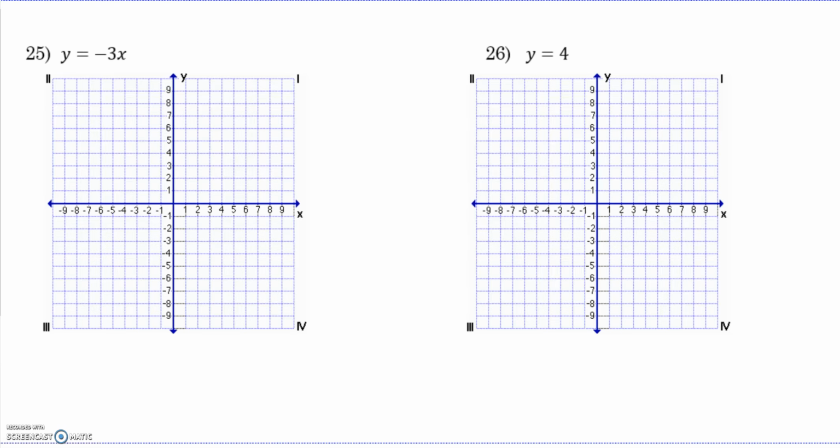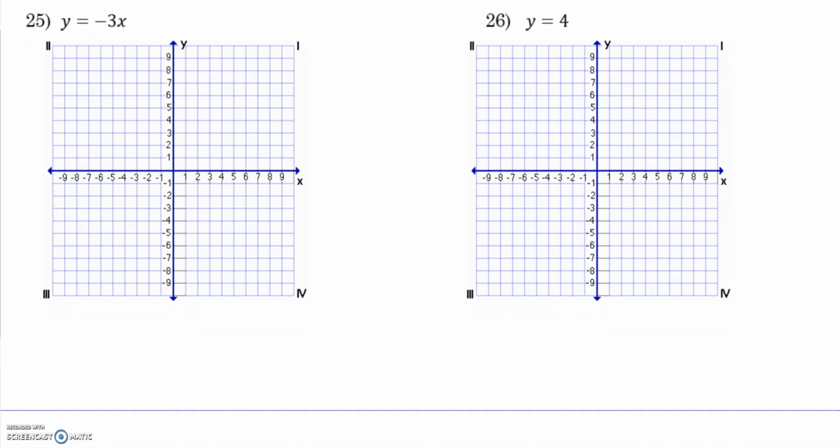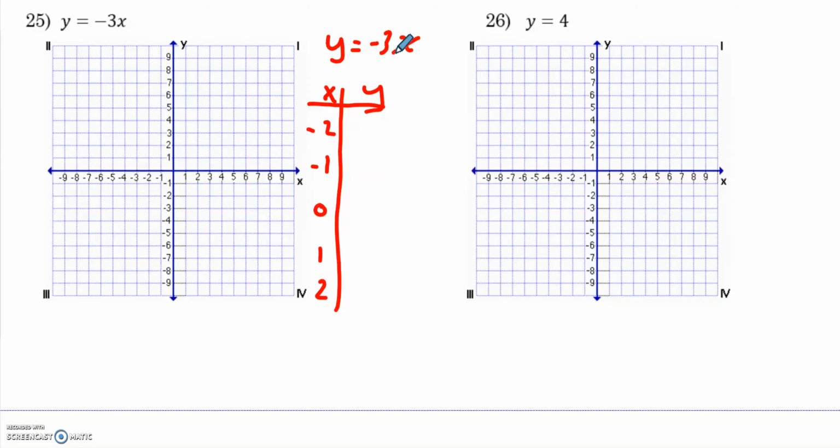Number 25. Looks like it is not in standard form, so I'm going to go ahead and make a table for this one. Because I'm not dividing by anything, my favorite values to pick are -2, -1, 0, 1, 2. And I'm going to plug them all into this equation.